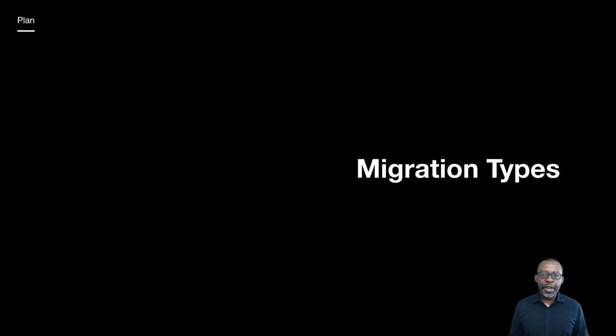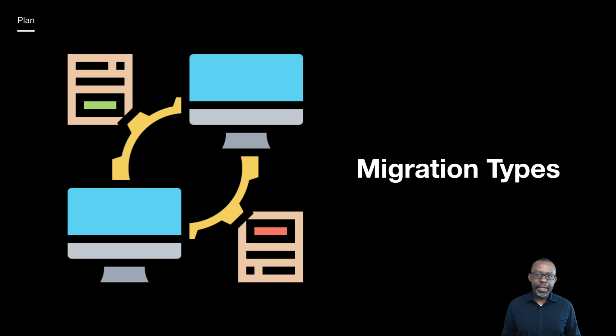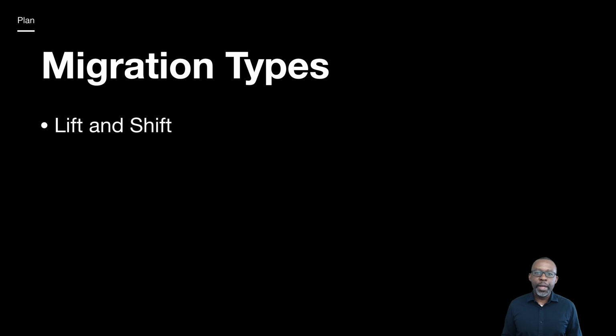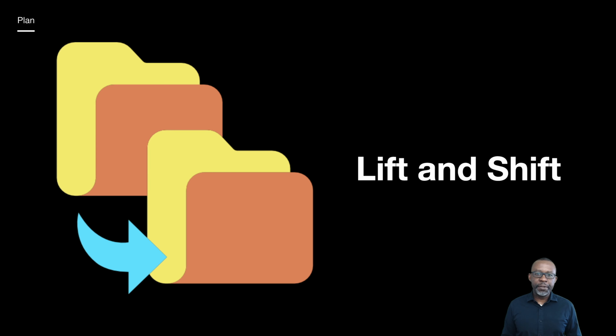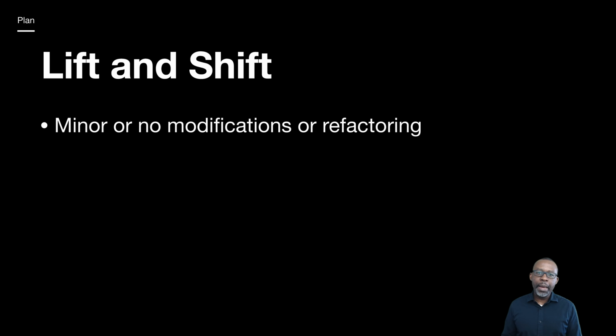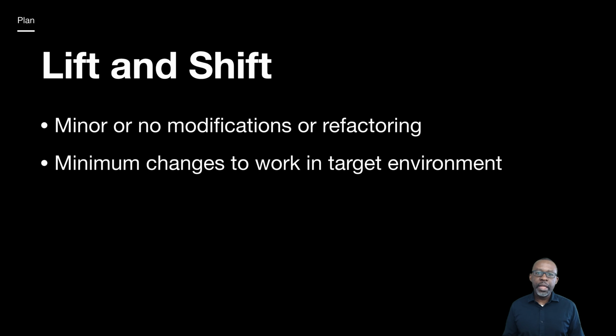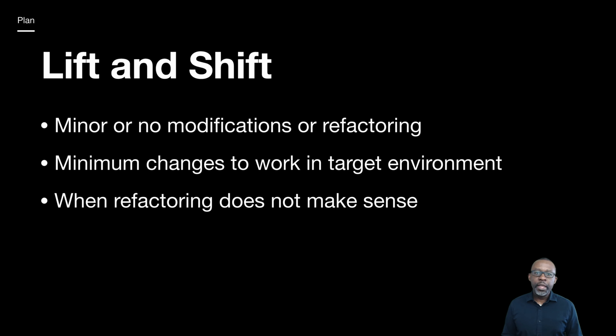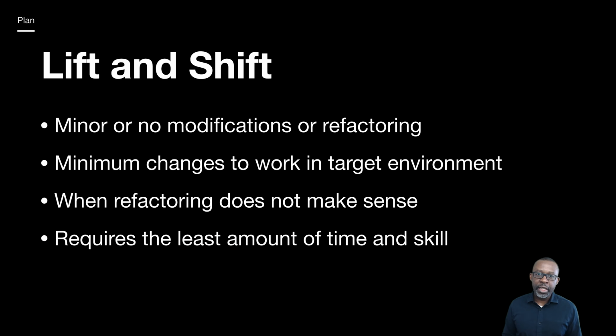We are now going to discuss the common migration types. We're going to start with the most popular, which is lift and shift. Lift and shift is a migration strategy where an application is migrated to the cloud with little or no modifications. This strategy is most suitable where the business case for refactoring or modernizing the application is not compelling. Of all the migration strategies, the lift and shift strategy requires the least amount of time and effort to perform.